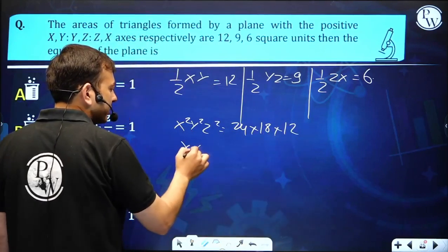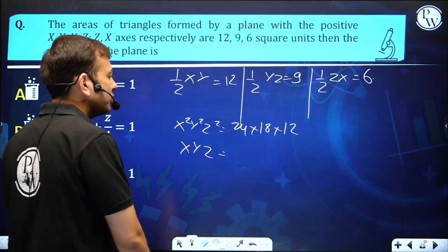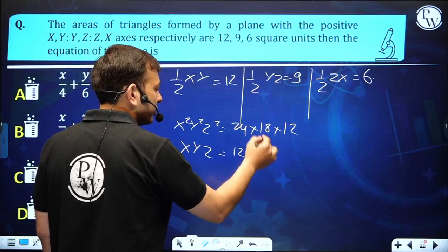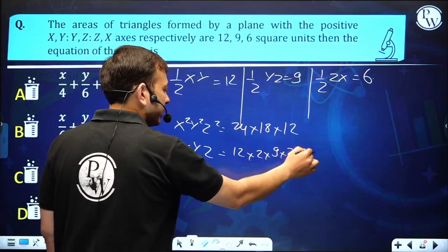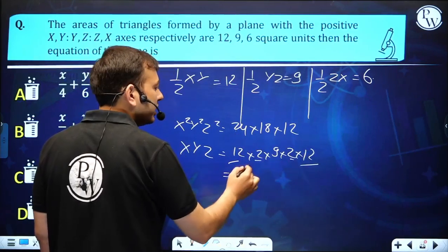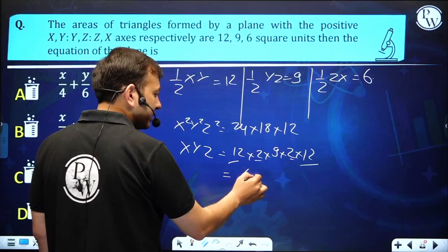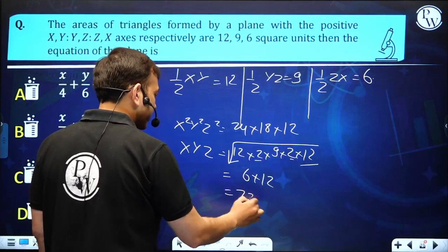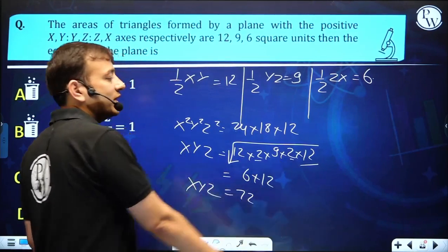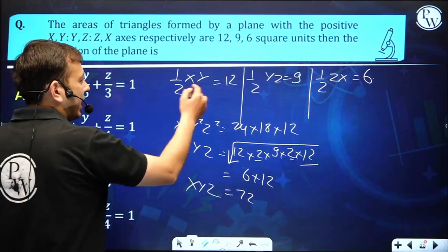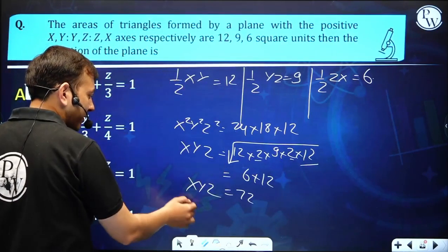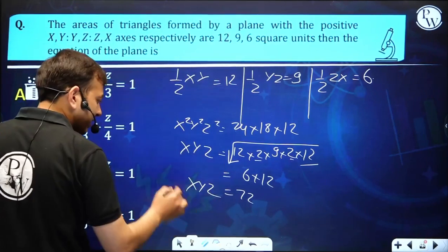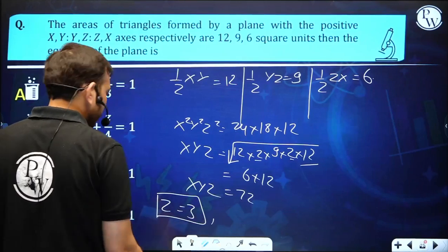So XYZ is equal to, what will you get? This is 12 into 2, this is 9 into 2 into 12. So 12, 2 and 3. So 2 threes are 6 into 12. 6 into 12, that is 72. So I got XYZ as 72. Now, XY is 24, so divide by XY. So Z is equal to 72 by 24, so Z is equal to 3.